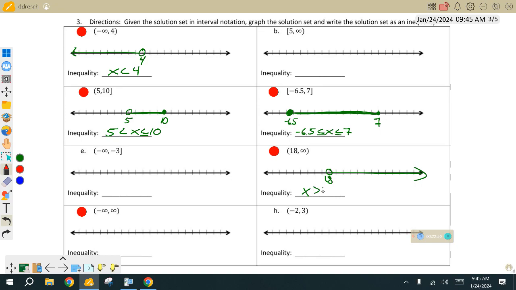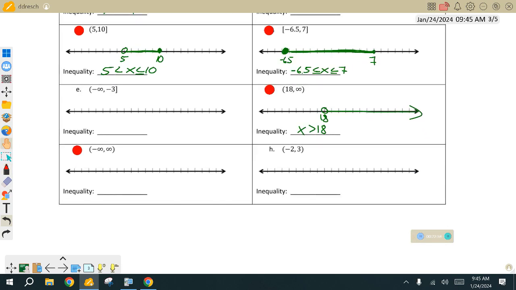Excuse me, yes, greater than 18. Okay, nothing too huge off that. All right, last one there. How would you shade that last one? What's that? Shade the whole line.